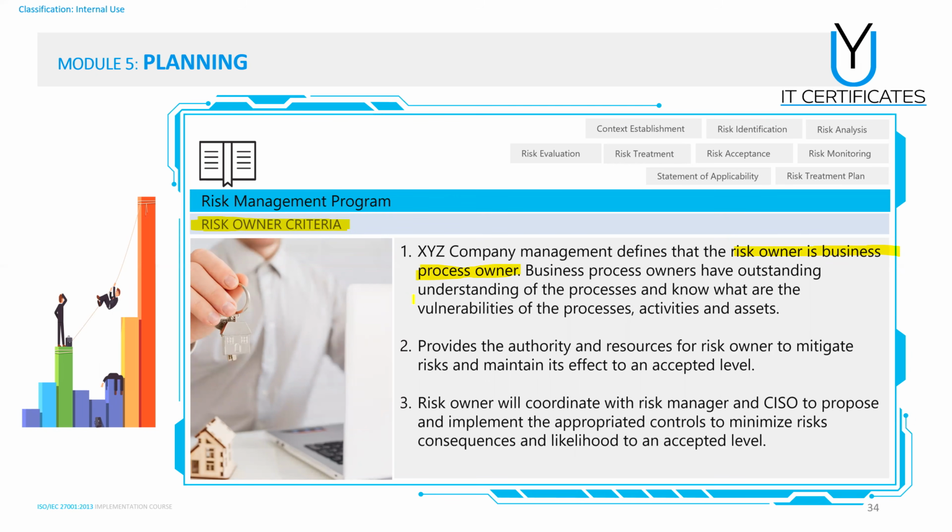Then XYZ company took a decision that the risk owner will be the owner for any risk. If I have a manufacturing process, for example, and I discover 5 or 6 risks, then the owner will be the business process owner, and he will be responsible to manage these risks and work with the risk team and IT security team to minimize these risks by installing the required controls.